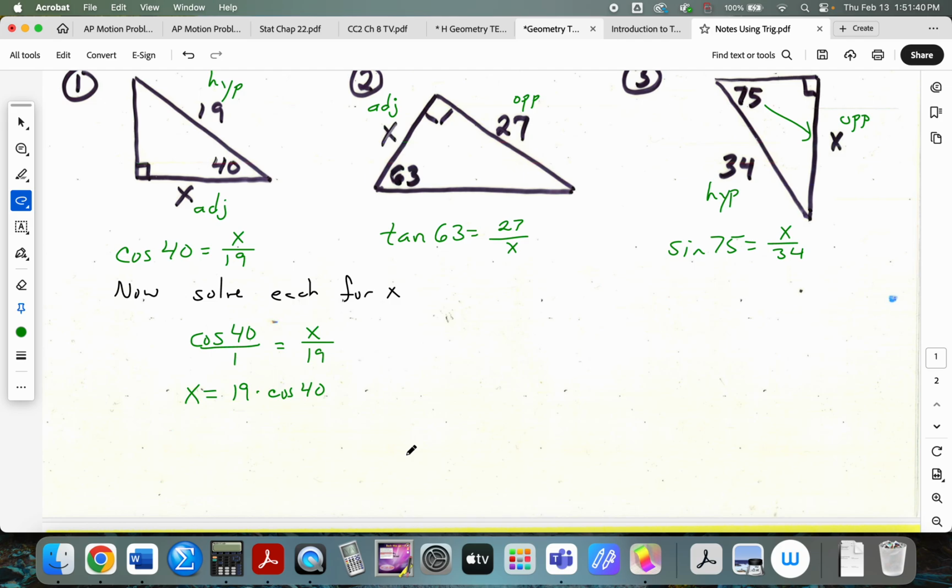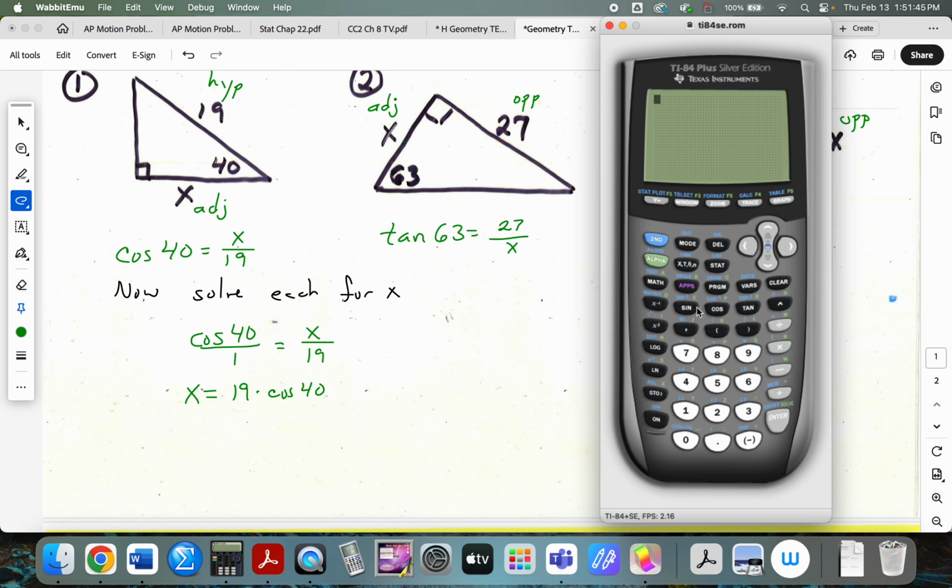Since x is already by itself, all we need to do is go, okay, 19 times the cosine of, notice it opens a parenthesis. Depending on what calculator you have, some of them make you close it, some of them don't care if you close the parenthesis. It's a good habit to be in to close it, but most calculators, it doesn't hurt if you just leave it. And we're going to round this to the nearest hundredth. It'll be 14.55.